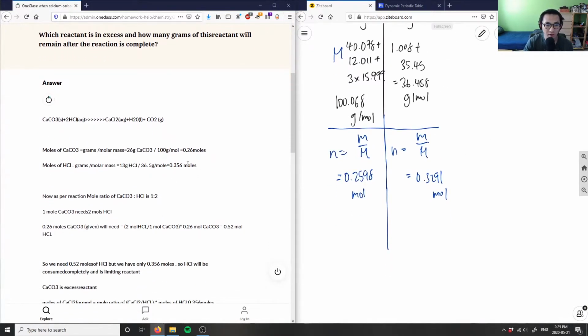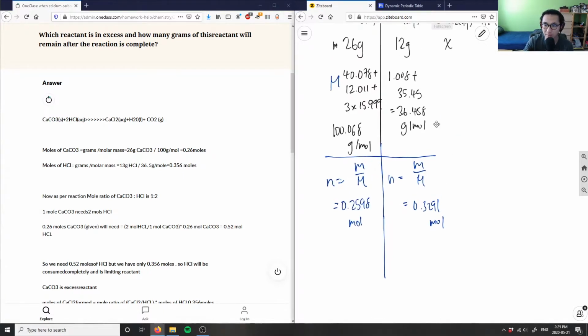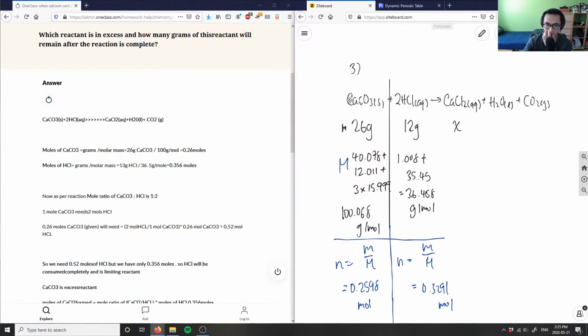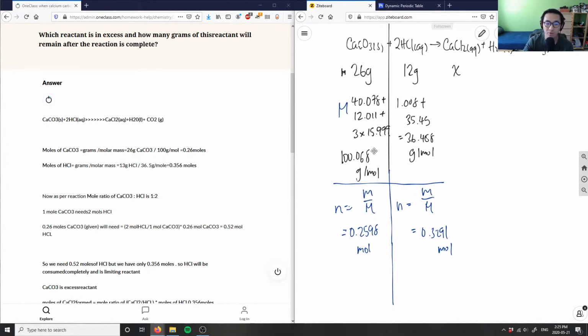What we can do is, again, divide this number by 2. So this is the mole-to-mole ratio. You can think of this as either dividing this by 2, or multiplying calcium carbonate by 2, to figure that out.